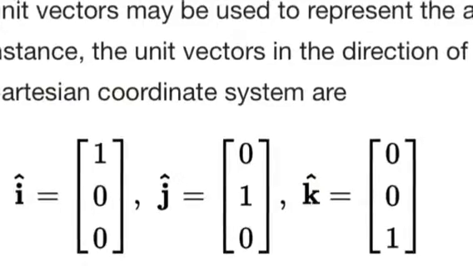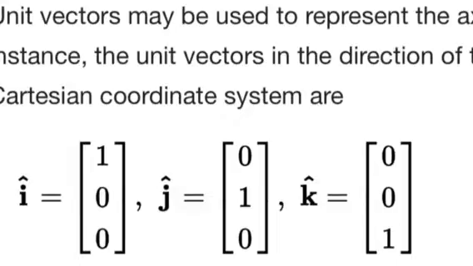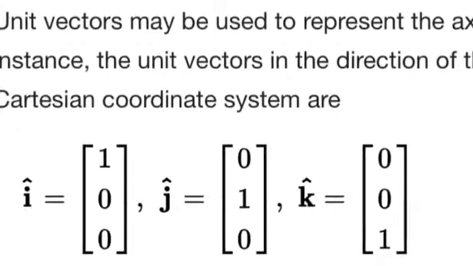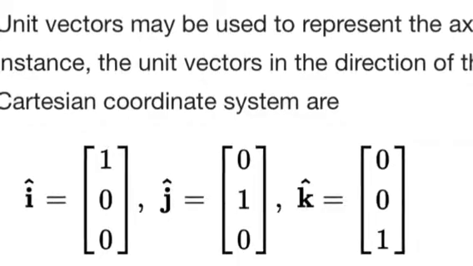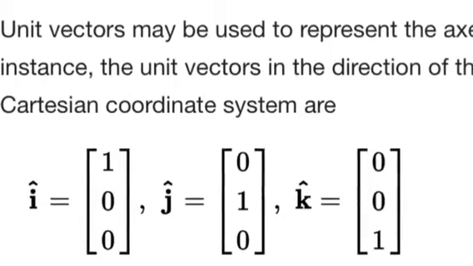Unit vectors may be used to represent the axes of a Cartesian coordinate system. For instance, the unit vectors in the direction of the x, y, and z axes of a three-dimensional Cartesian coordinate system are the ones shown on the screen.